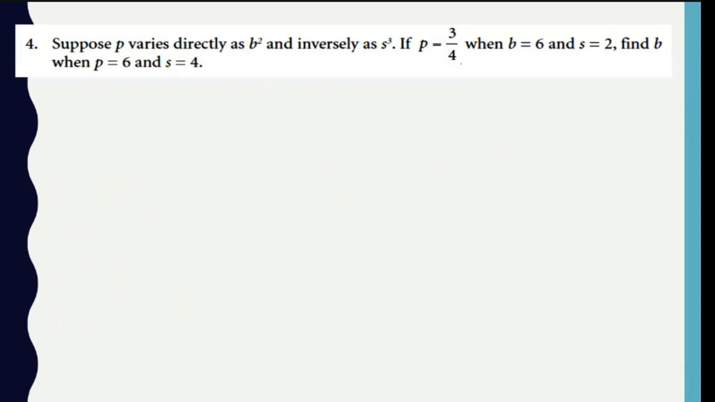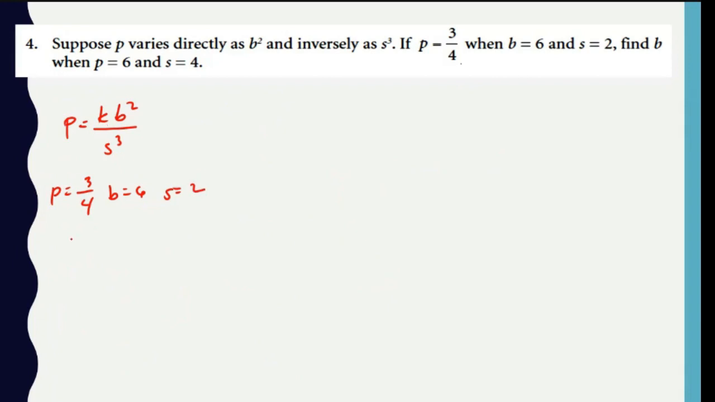Suppose P varies directly as B squared and inversely as S cubed. If P is 3 over 4, when B is 6 and S is 2, find B when P is 6 and S is 4. Okay, so let's have the tentative equation. P is equal to K B squared all over S cubed. Let's have the tentative values for P, B, and S. So P is equal to 3/4, B is equal to 6, S is equal to 2.